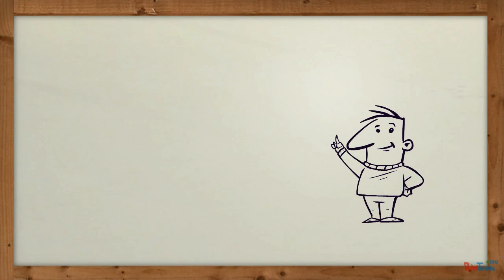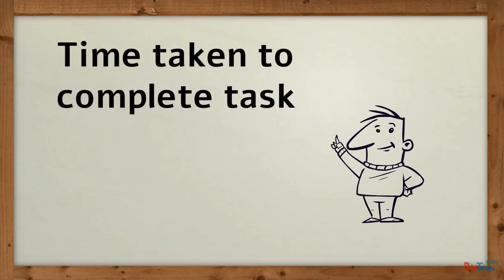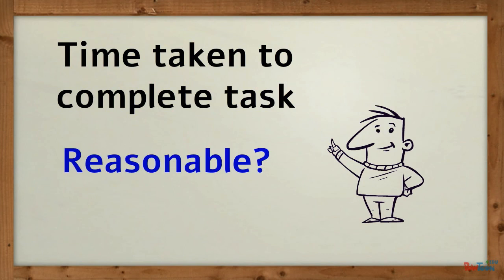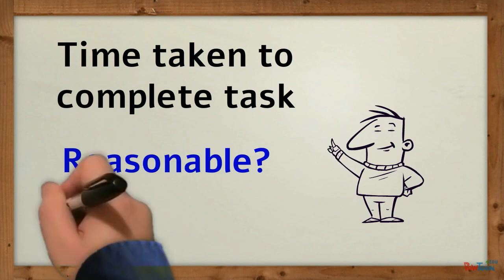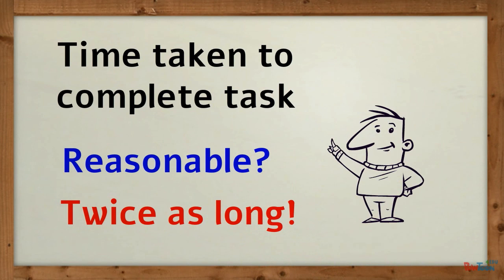Another common criteria is how long did it take the learner to complete the assessment task? Was it within a reasonable time? What if one learner took twice as long as everyone else in the class to complete an assessment task? Would that show evidence of a different level of achievement of the learning outcome?